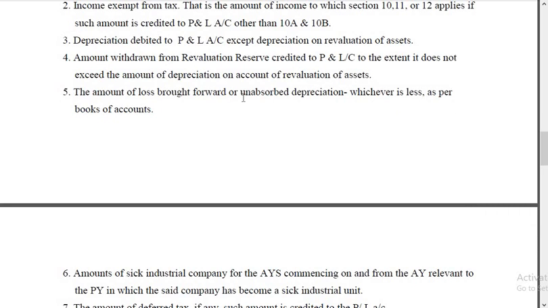The amount of loss brought forward or unabsorbed depreciation, whichever is less as per books of accounts. So you may be having unabsorbed depreciation or brought forward loss on two counts. One is as per books of accounts and the other one is for tax purposes. So here you have to take the least of the two as per the books of accounts, not for the purpose of tax.